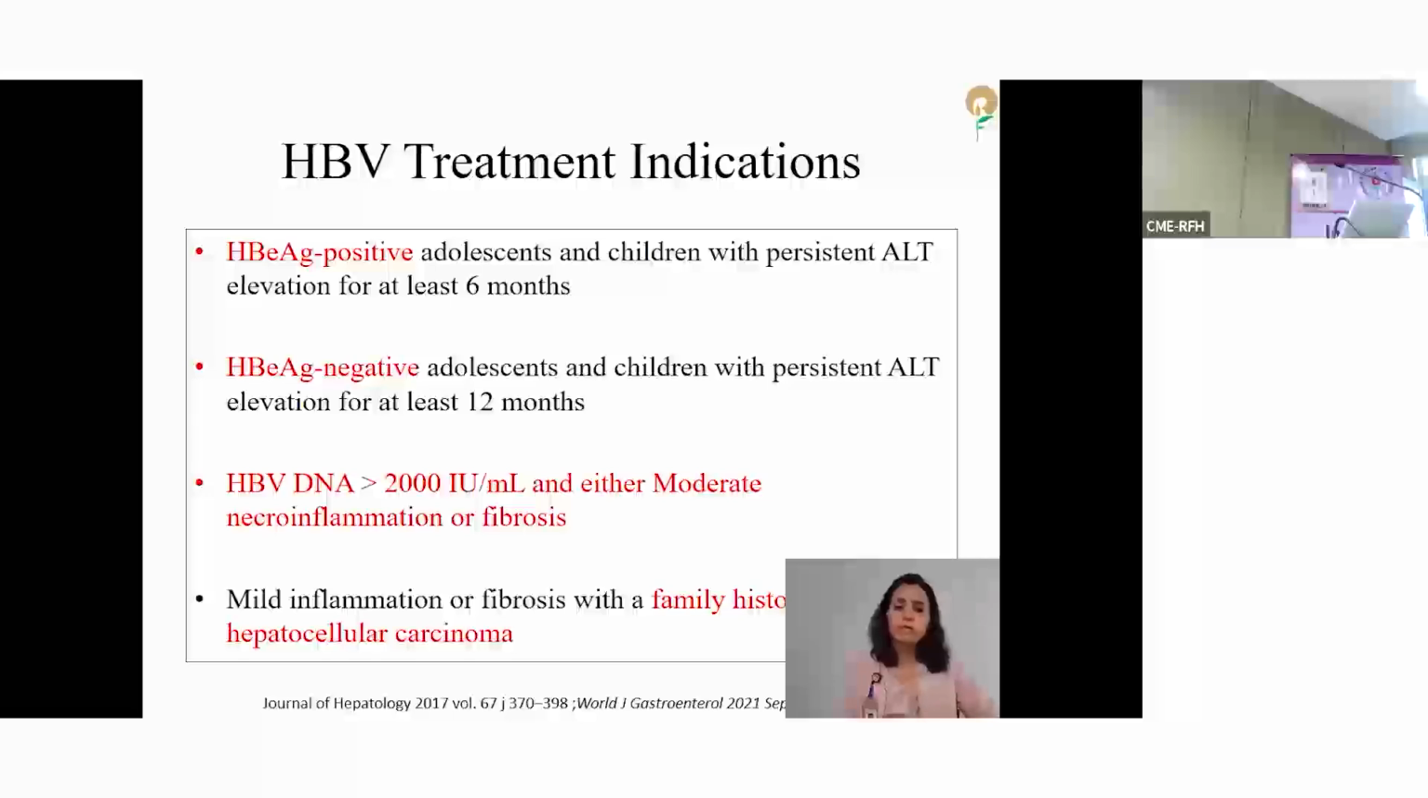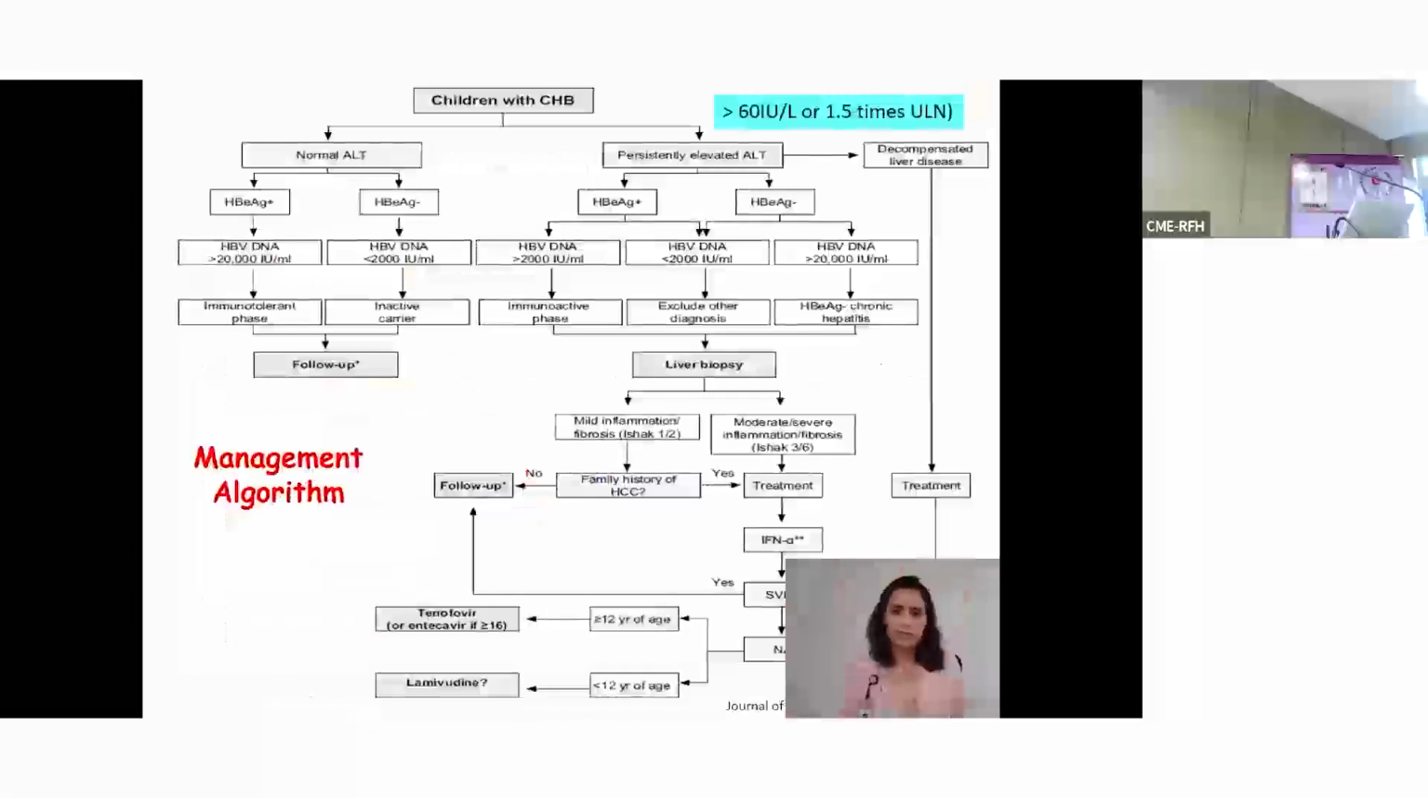There is mild inflammation and fibrosis, but there is a family history of hepatocellular carcinoma. They mandate treatment. So all these indications get extrapolated, keeping the concept the same, keeping the baseline information and the knowledge that we have derived over these years from landmark studies in hepatitis B, and then we treat a child with thalassemia when they suffer from hepatitis B.